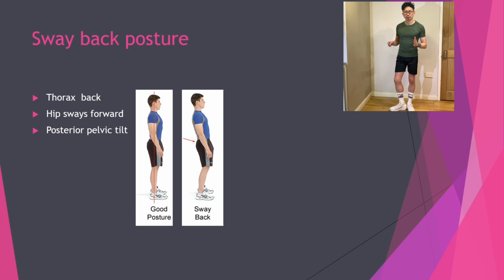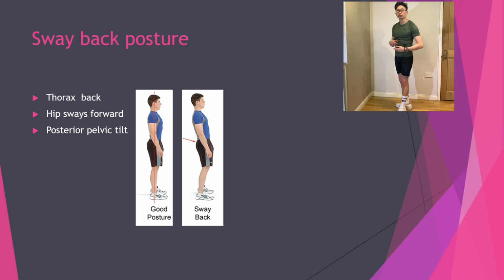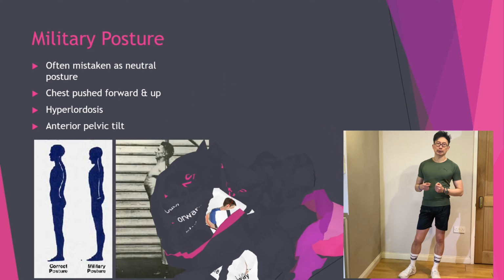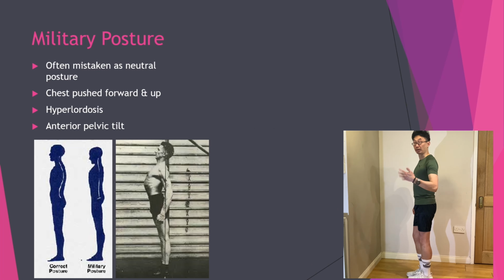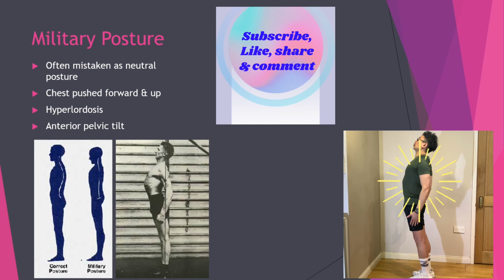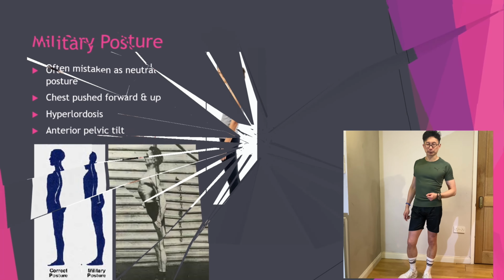The sway back posture is a posture in which the pelvis is pushed in front of the center of gravity. The chest is being pushed back. This causes a chain reaction, including a posterior tilting of the pelvis as the body attempts to compensate for the shift in alignment. The military posture is often mistaken as a neutral posture and is typified by the chest being pushed forward and up. It is commonly associated with hyperlordosis and an anterior tilting of the pelvis.